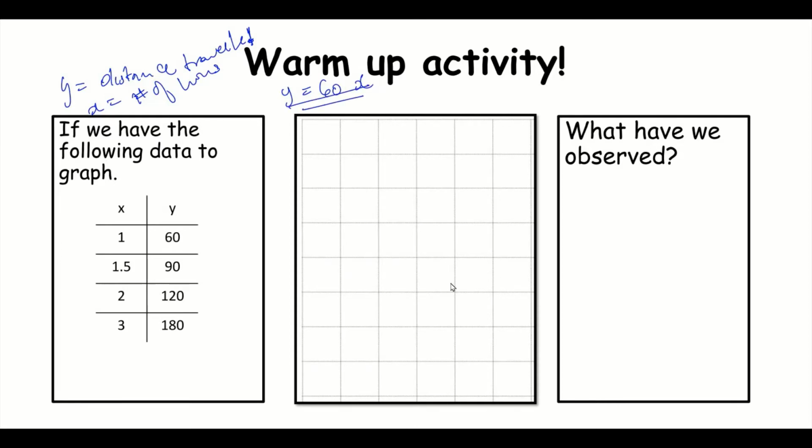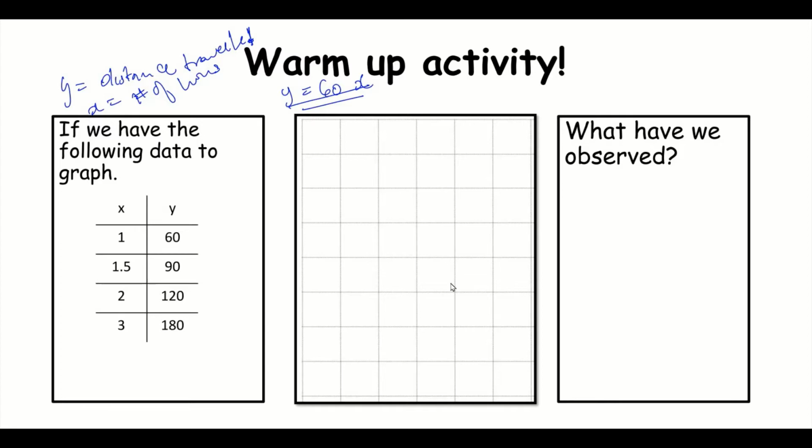Now if we were to map the function for various values, when you're at 1 hour you cover a distance of 60 miles, and say at 1.5 hours you covered 90 miles, within 2 hours you would have covered 120 miles, and within 3 hours you would have covered 180 miles.